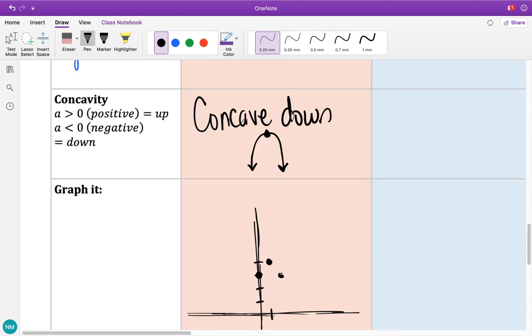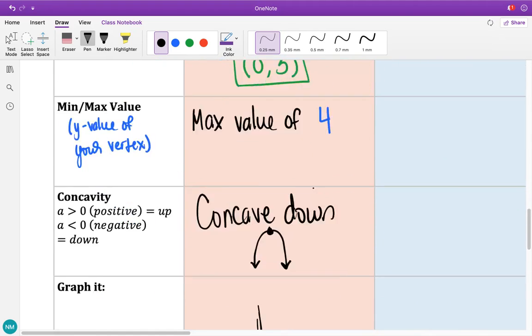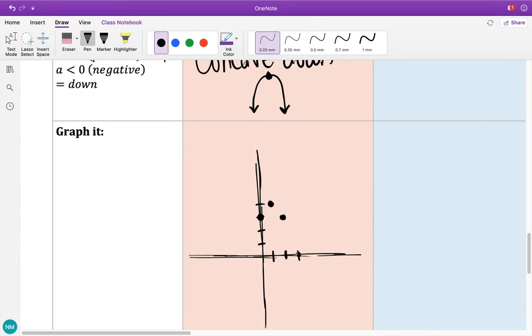And I can mirror that. Remember, mirror points are a thing. Boom, boom. And my x-intercepts are 3 and -1, not 1. And there you go, 5 points. Boom, boom, boom. Okay.